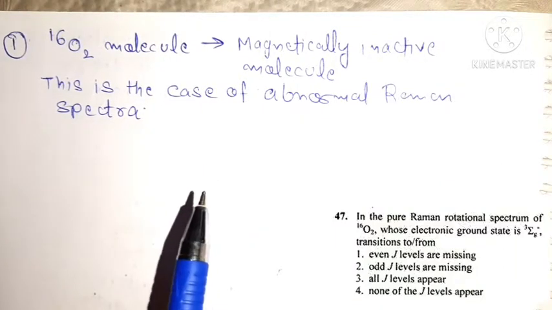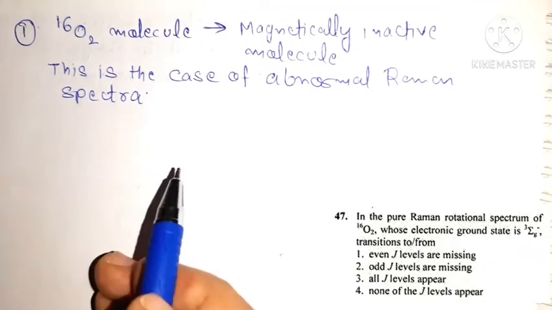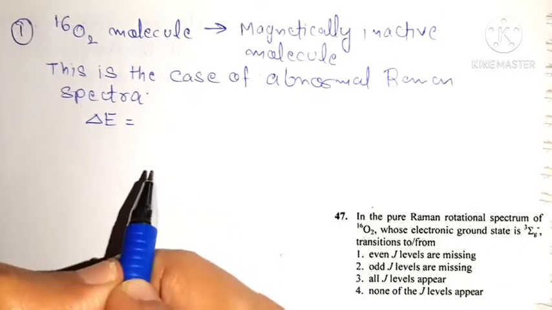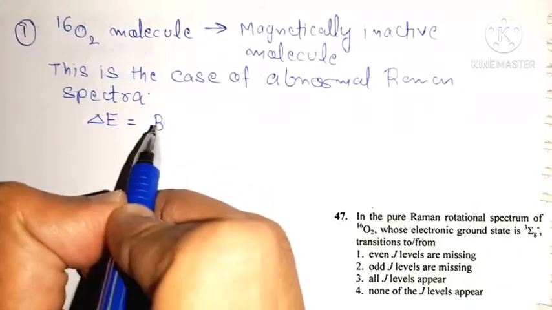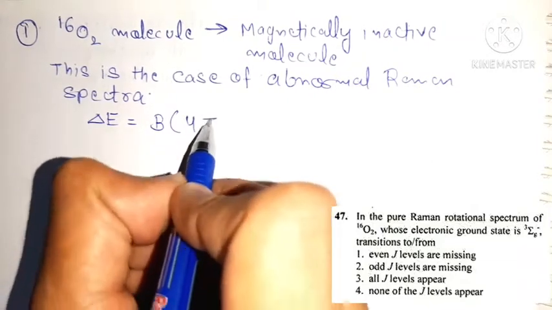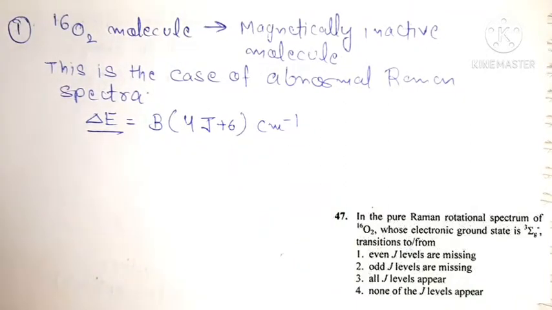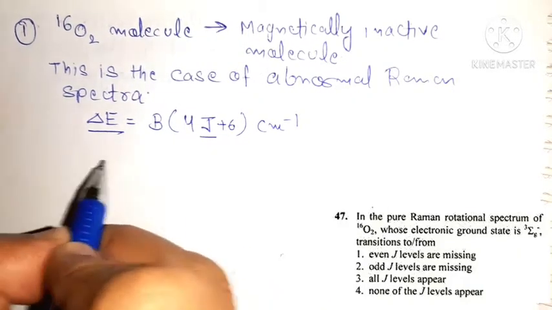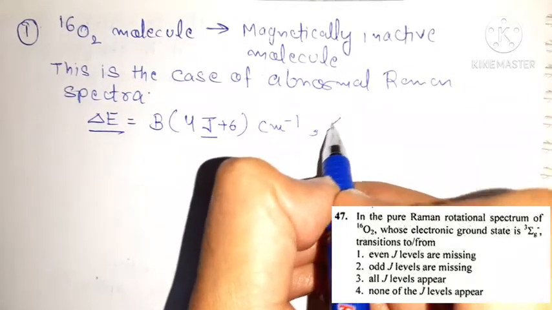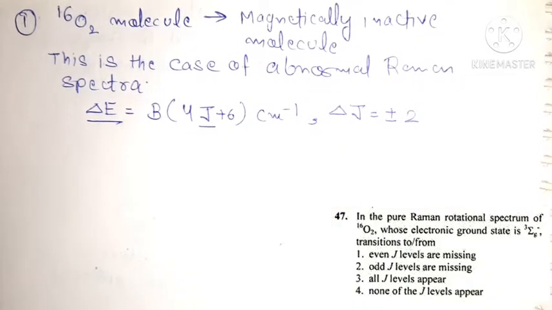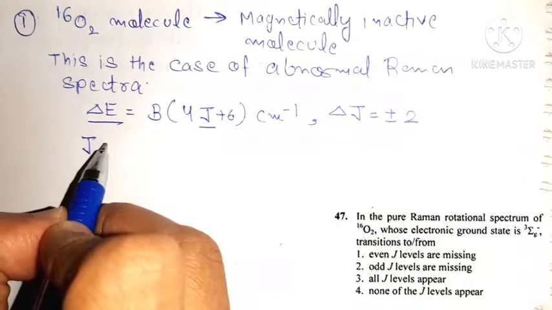Now what is the condition for abnormal Raman spectra? See friends, when we talk about rotational Raman spectrum, the value of delta E between two transitions is given by delta E equals B into 4J plus 6 centimeter inverse. This is the energy gap between two transition levels, where J is the rotational quantum number of your lower energy level. Okay, and the selection rule for the transition is delta J equals plus minus 2.